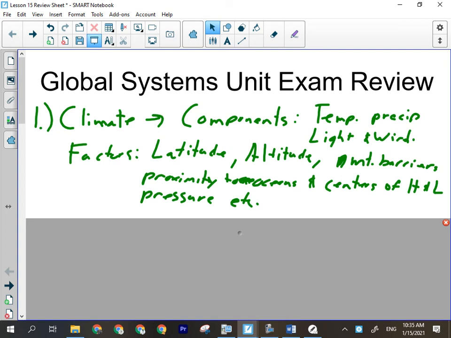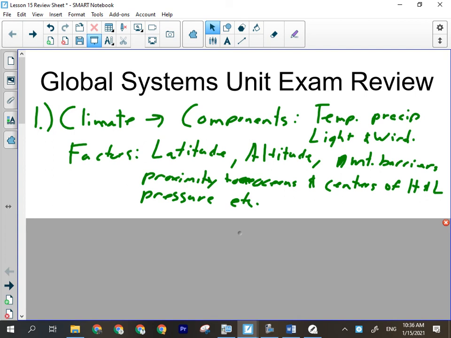All right, I've just talked about one factor affecting climate and how it mostly affects light. I talked a little bit about temperature. So I've covered kind of two of the components with one factor. Second factor affecting Okotoks' climate, altitude.